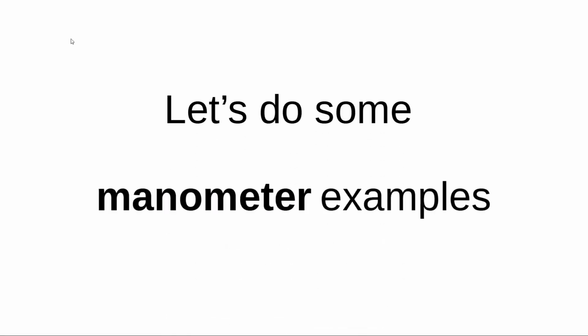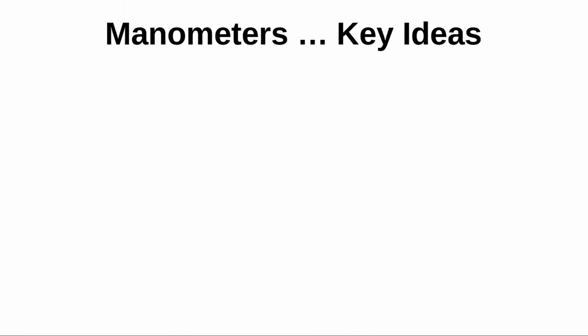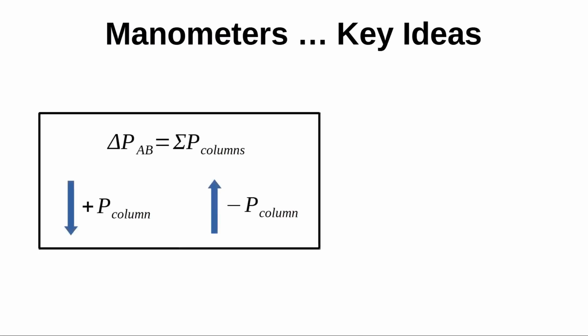Let's do some manometer examples. First, let's quickly note the key math to remember. The change in pressure between 2 points in a hydrostatic system, like manometers, is equal to the sum of the column pressures between the 2 points. If you're moving down, you're increasing the column pressure, and if you're moving up, you're decreasing.